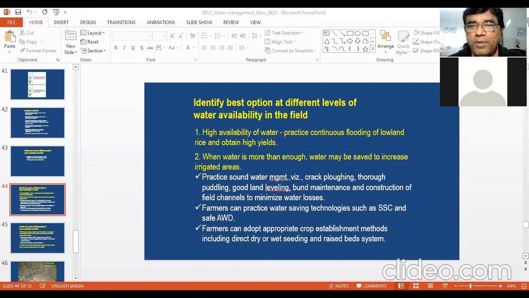Thorough puddling can be done. Puddling helps in saving water. Good land leveling is necessary. Bund maintenance and construction of field channels minimize water losses. These practices can be followed and water can be saved. Farmers can practice water saving technologies such as saturated soil culture and safe alternate wetting and drying. Farmers can also adopt appropriate crop establishment methods, including direct or wet seeding and raised bed systems. So we are seeing some alternatives to save water in rice production.